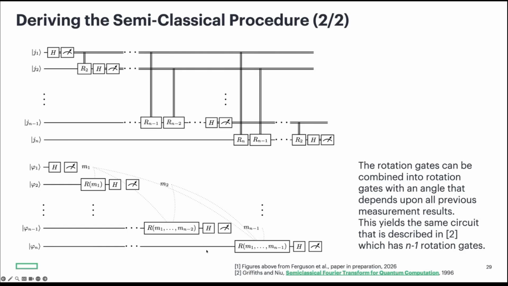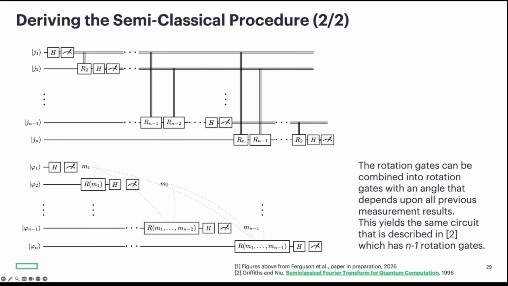So this is the semi-classical procedure, re-derived in a way that maybe modern quantum computing people will make sense of. That's what we have: rotation gates with angles based on the measurements.